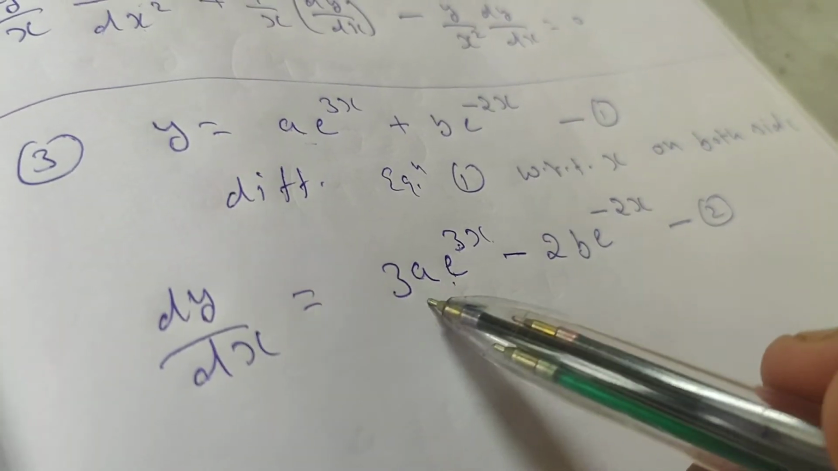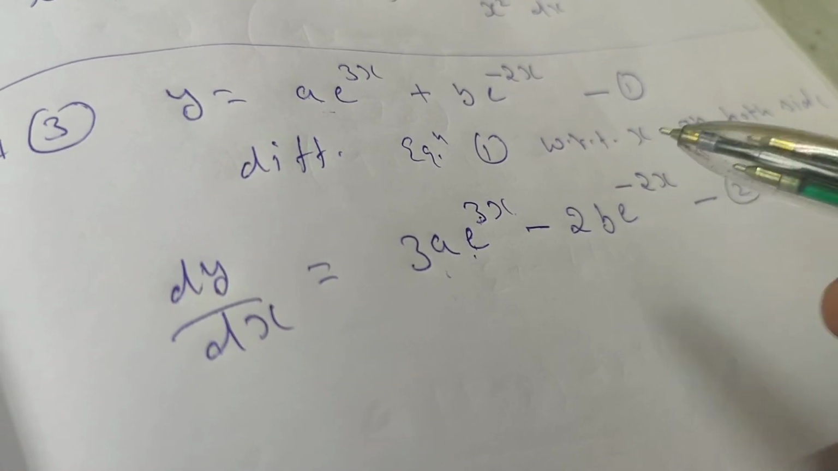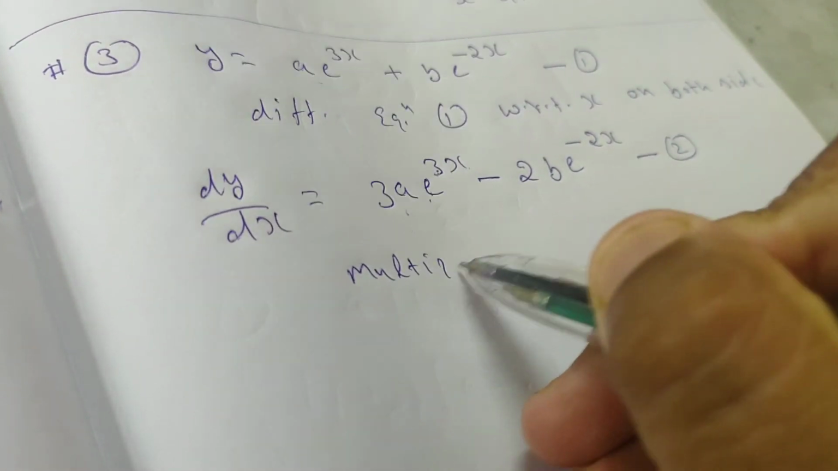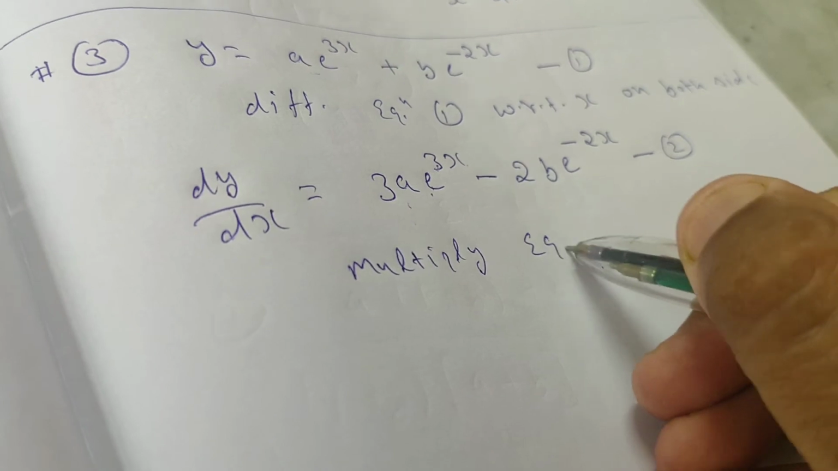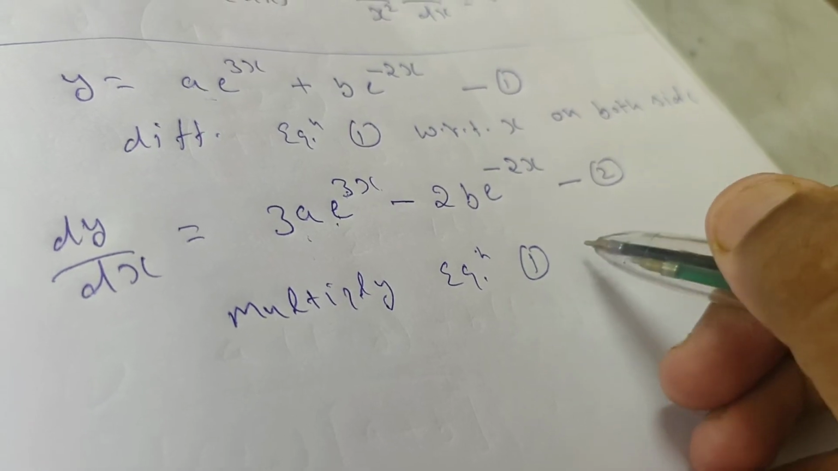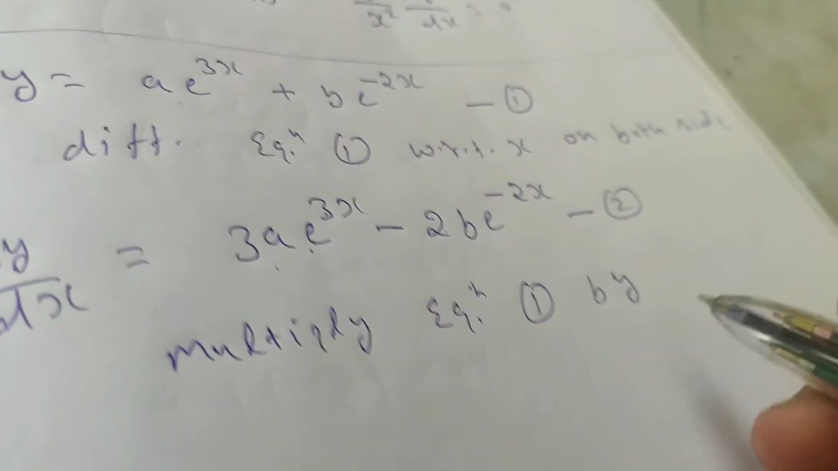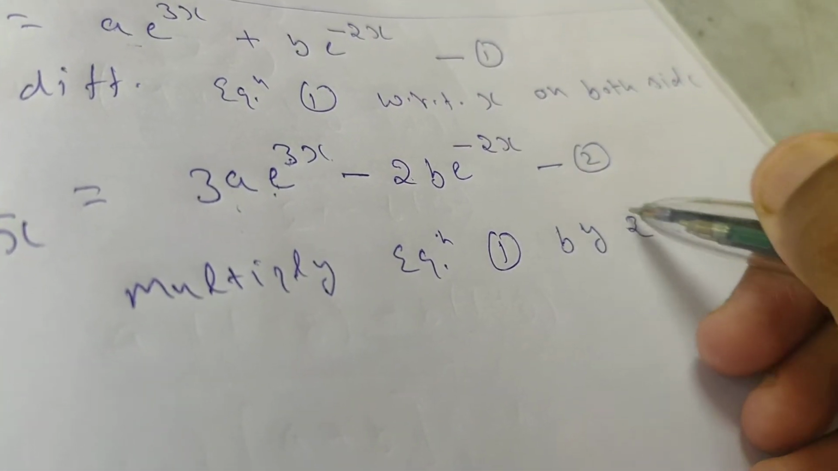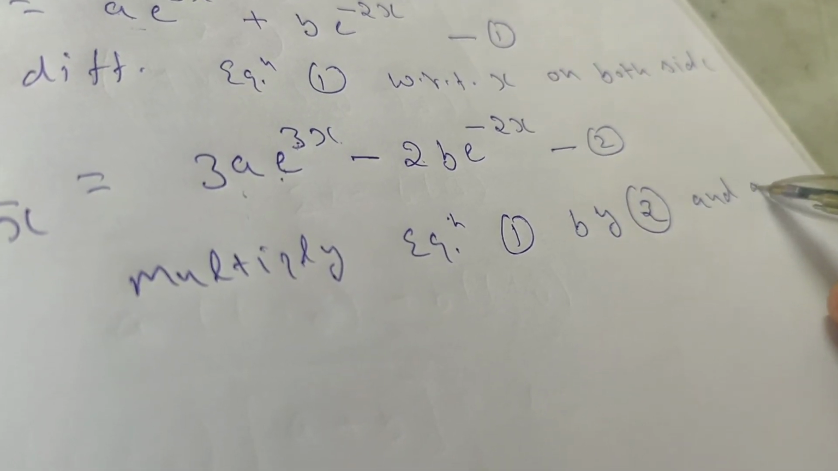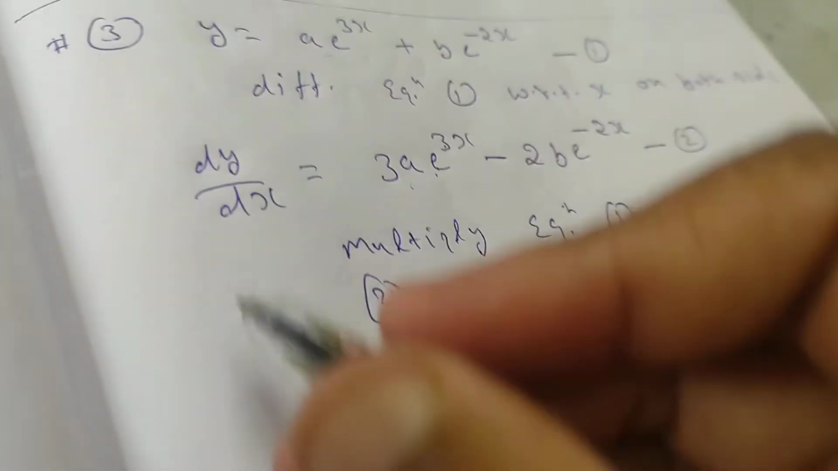Now, how to eliminate a? As in the elimination method we do in class 10, how will this be possible? Multiply equation 1 by 2 and add it into the second equation.